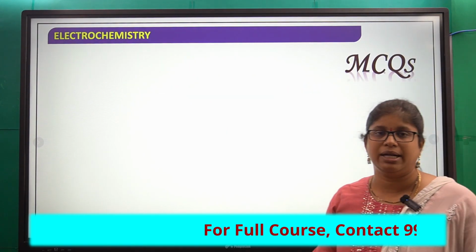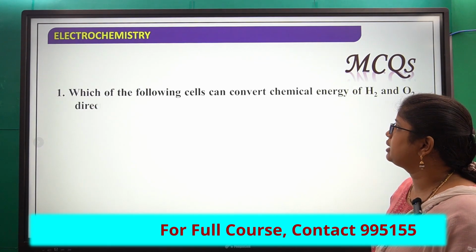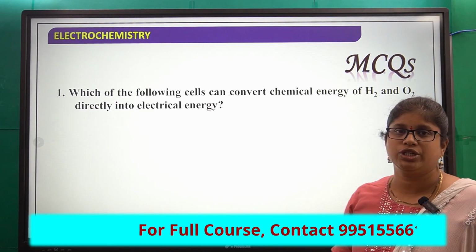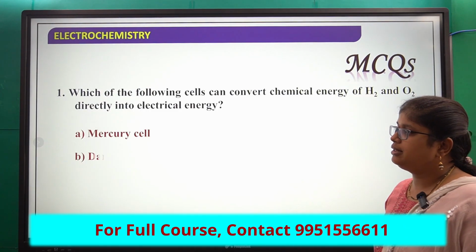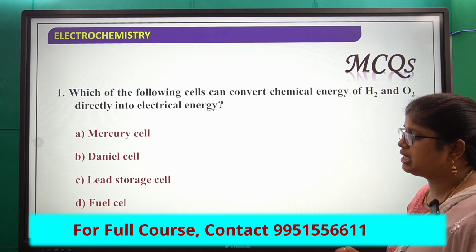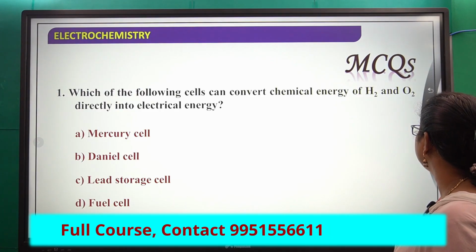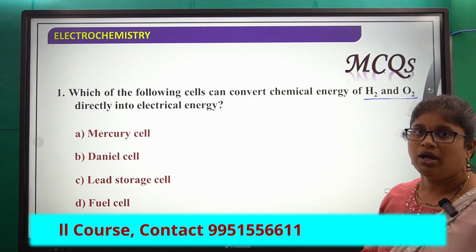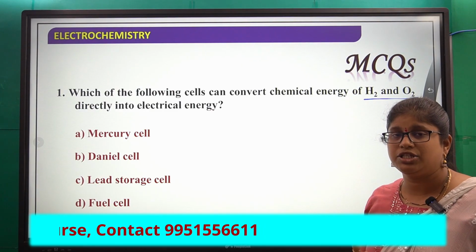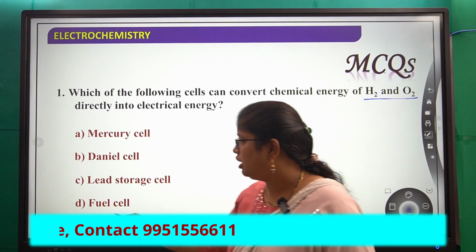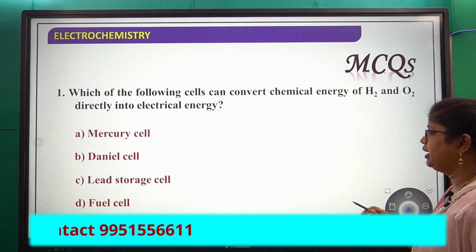Next, we will see some multiple choice questions on this topic. Which of the following cells can convert chemical energy of hydrogen and oxygen directly into electrical energy? Mercury cell, Daniell cell, lead storage cell, fuel cell. Hydrogen and oxygen indicate combustion, right? The cells which convert energy of combustion into electrical energy are called fuel cells. So the answer here is fuel cell.